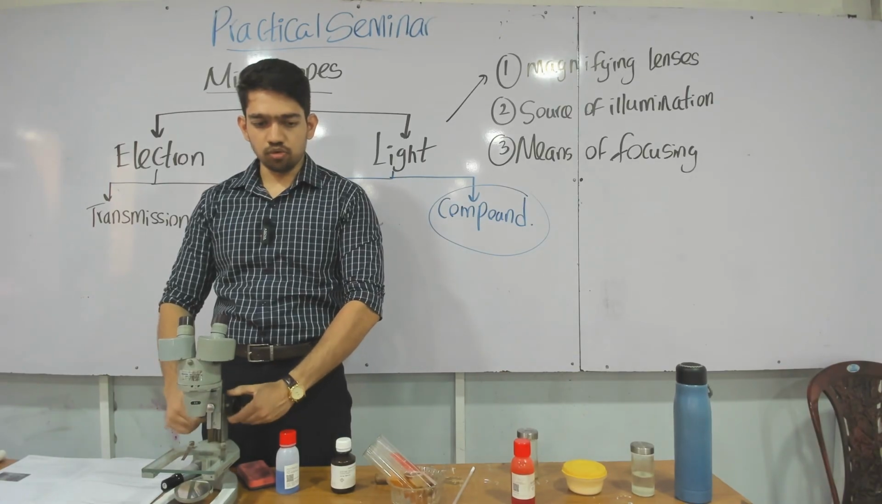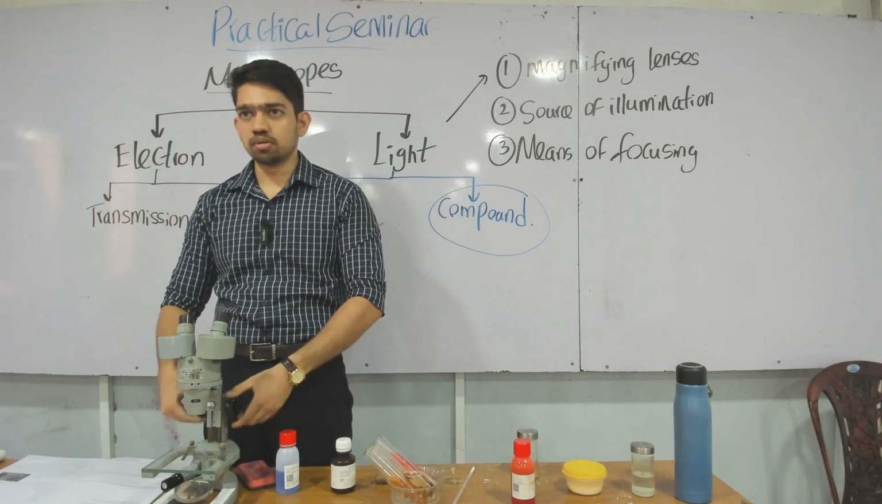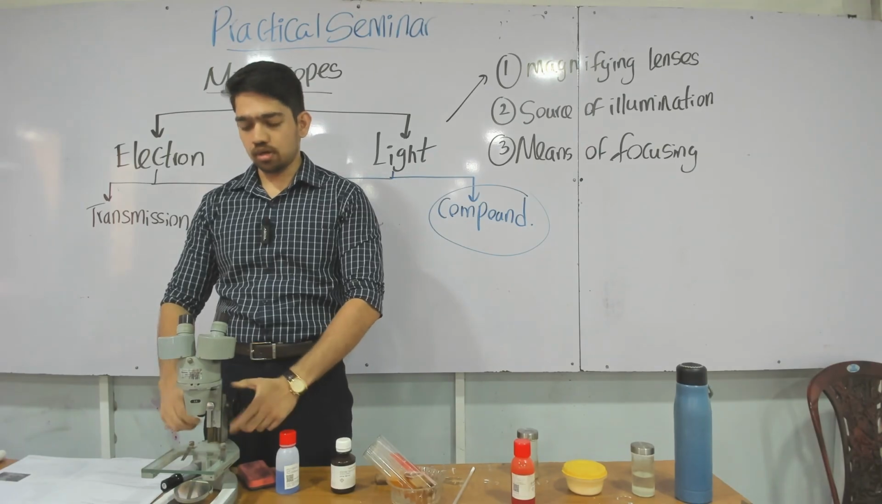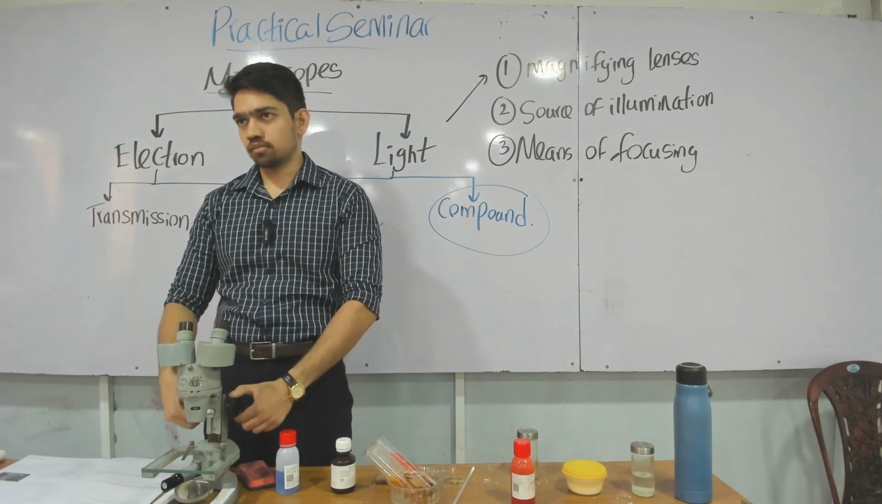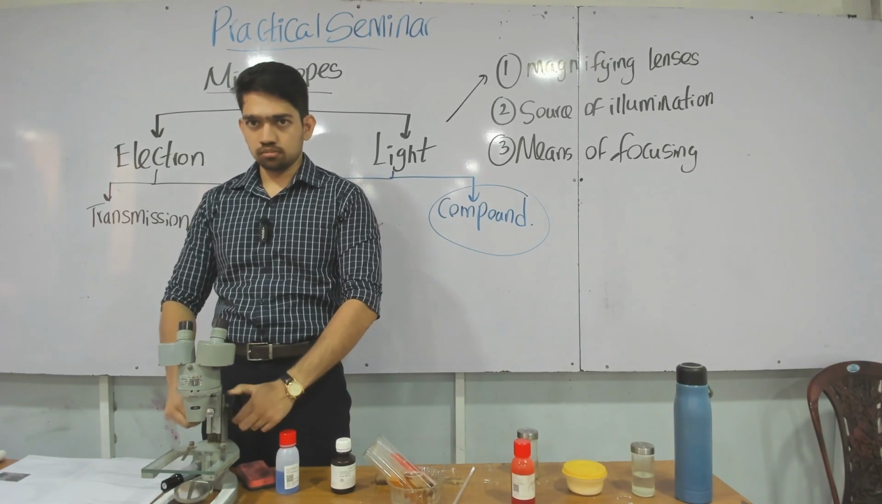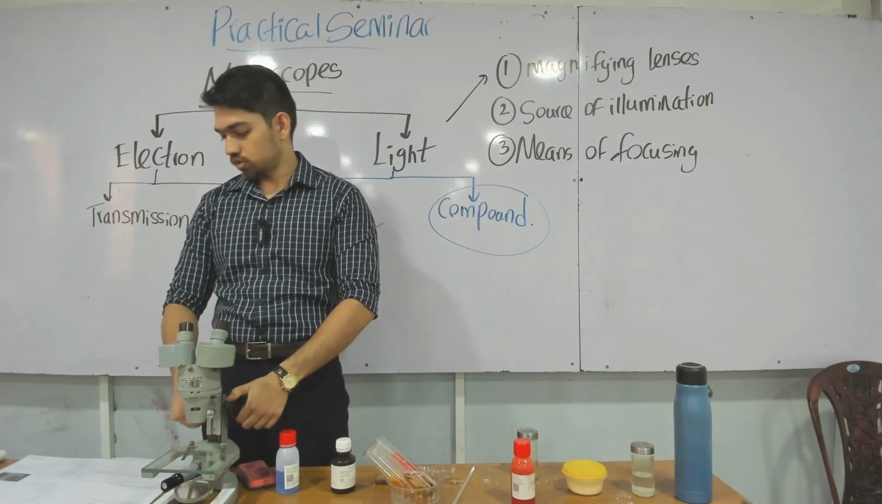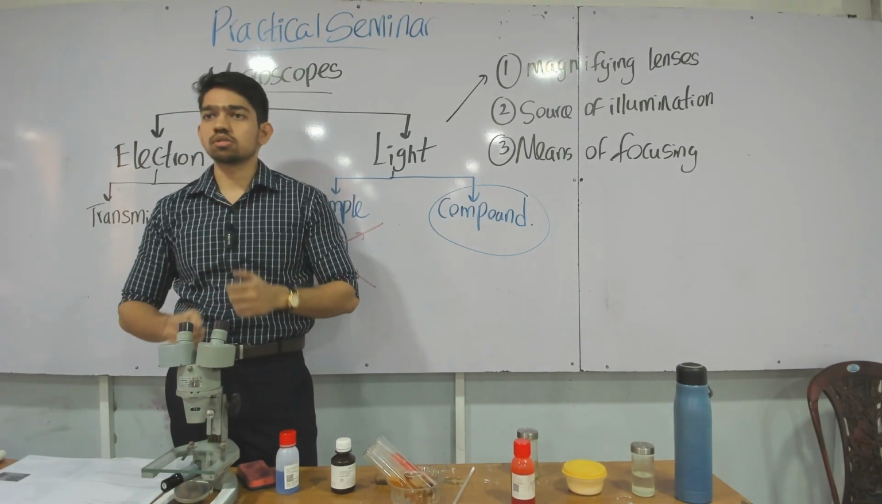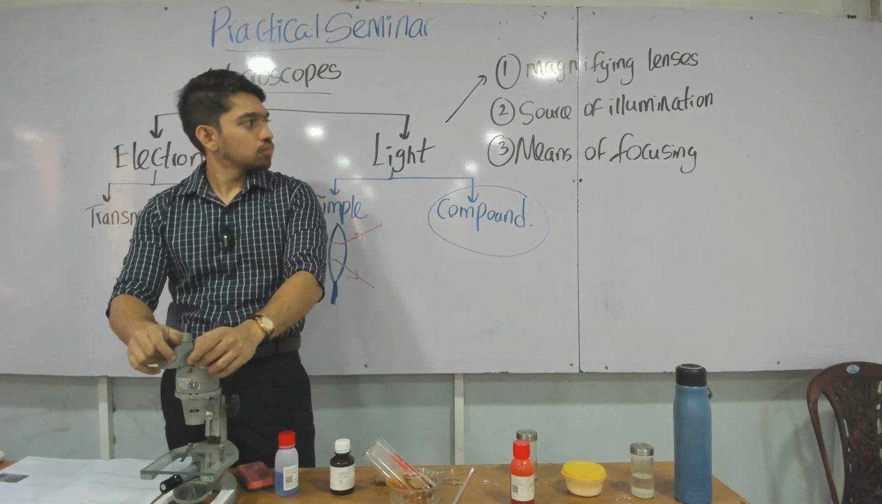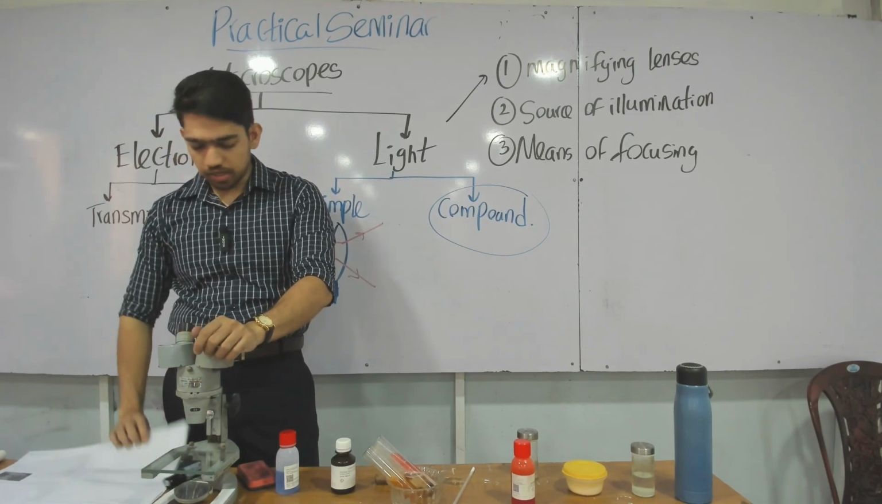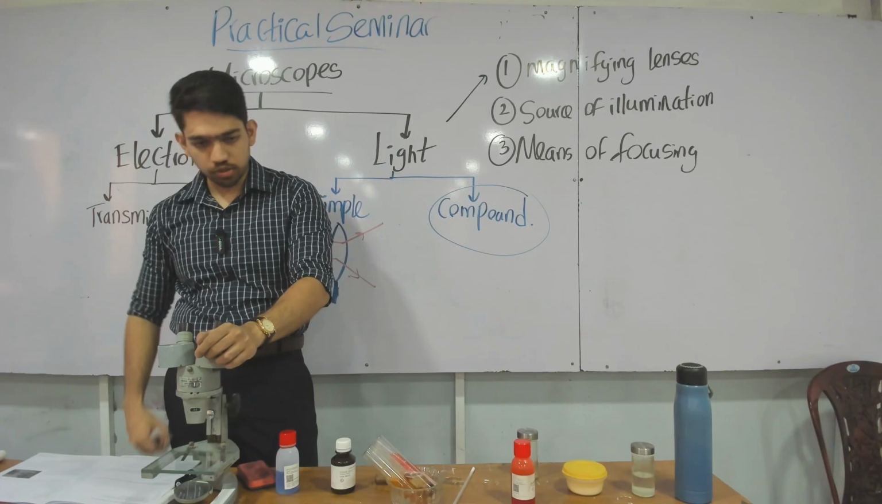That is the means of focusing. This is called the focusing knob in the microscope. It is the knob you turn on both sides. So using the focusing knob, you can focus. Got it? Those are the three properties of a microscope. Write it down quickly. Page number 14.